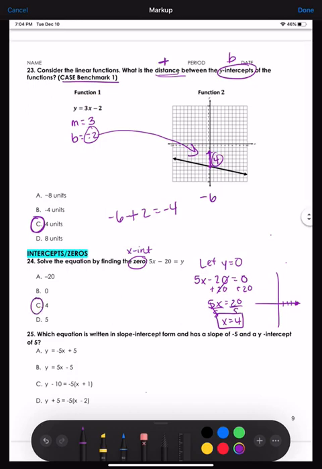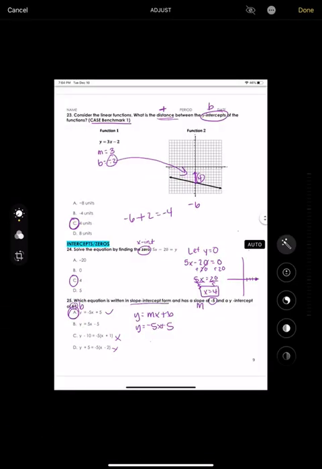Moving on. Which equation is written in slope-intercept form and has a slope of negative 5 and a y-intercept of 5? So I want an equation in slope-intercept form with a slope of negative 5. Remember, slope is m, and a y-intercept of 5, which is b. So if I plug that into y equals mx plus b, I would have y equals negative 5x plus 5. So which one looks like that? It looks like it is A. These ones are wrong because they're not even in slope-intercept form, so don't even bother solving those.